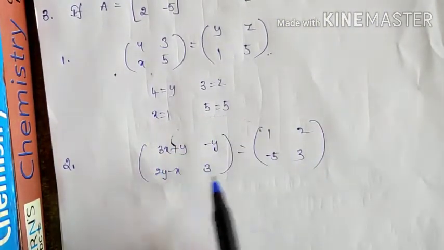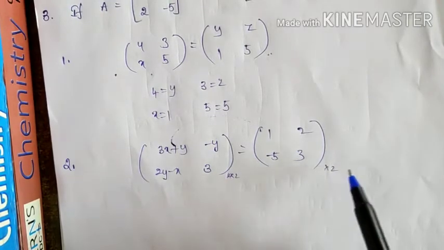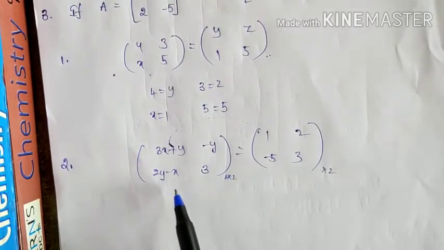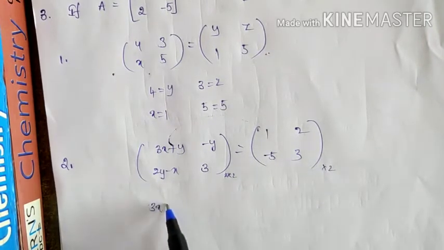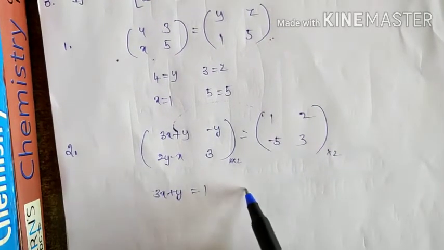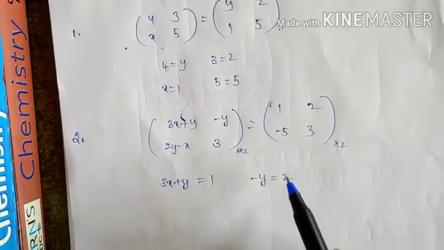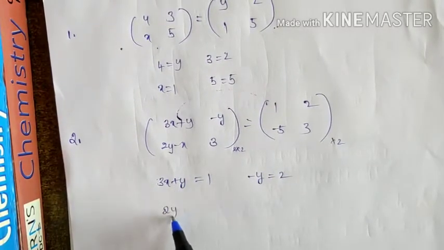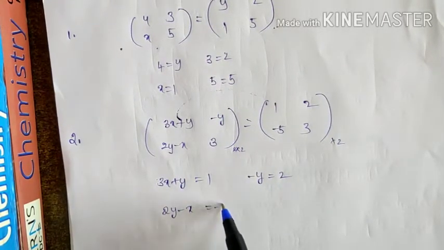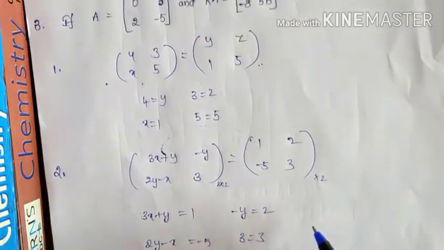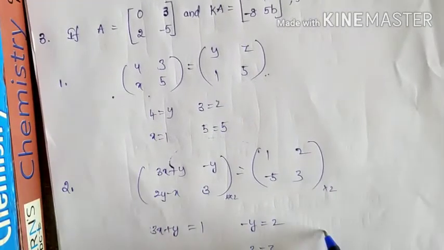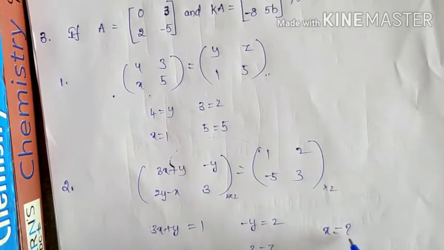Let's check, it is a 2 by 2 matrix, and it is also a 2 by 2 matrix, A and B, so these two matrices have the same order. So equate the corresponding elements. 3x plus y is equal to 1 and minus y is equal to 2, right? And 2y minus x is equal to minus 5 and 3 is equal to 3. Now we have to find out the value of x only.